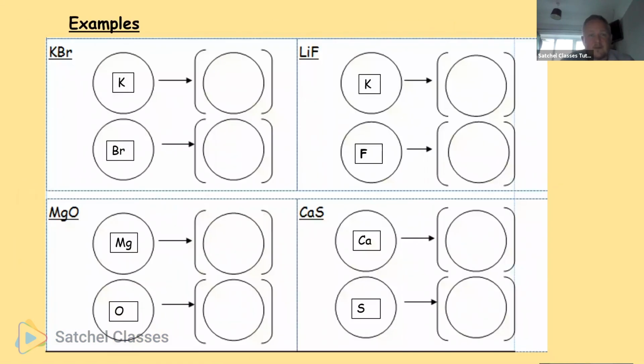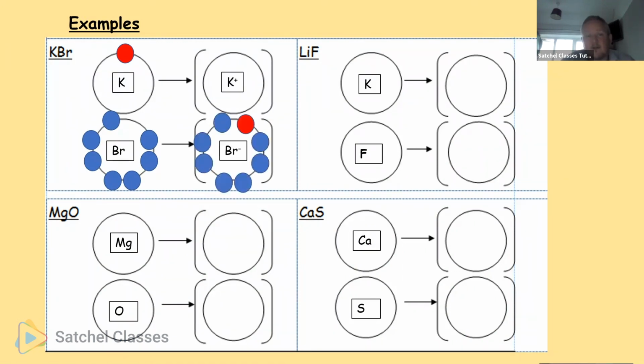So a couple of examples, I've got KBr, lithium fluoride, magnesium oxide, and calcium sulfate. Potassium's in group 1, 1 electron in its outer shell. Bromine is in group 7, so it has 7 electrons in its outer shell. And potassium plus has no electrons in its last shell, it's given it up. But the bromine minus has taken that electron and now has a full outer shell of 8 electrons. So this is potassium bromide.